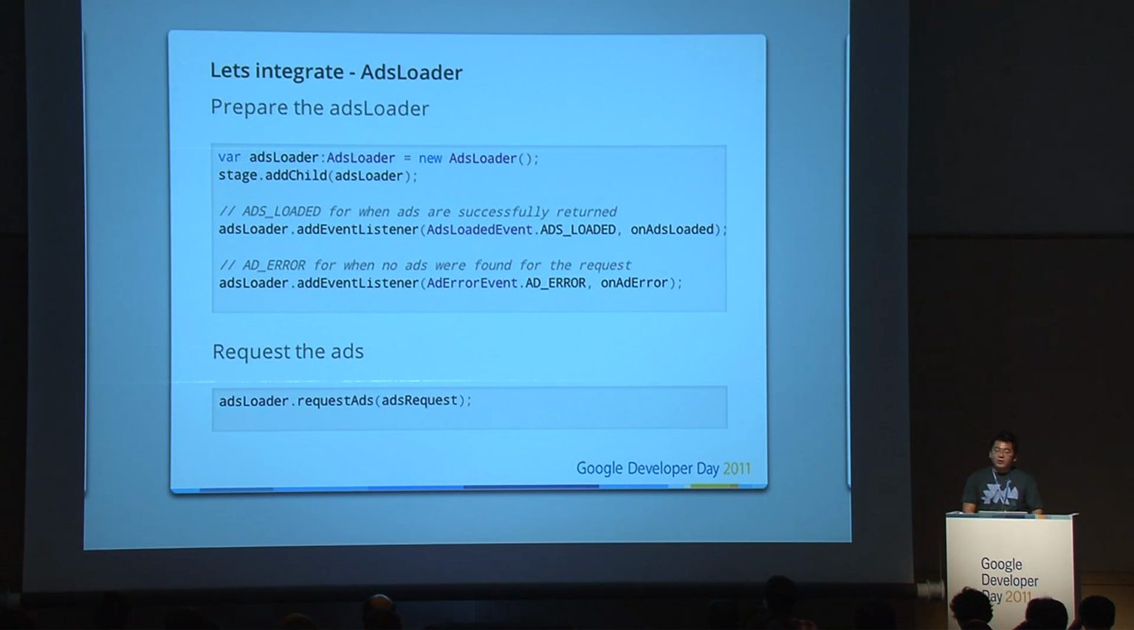Once we've done that, we need to create a new ads loader. So right here, we're instantiating the new ads loader. Then we're adding a few event listeners onto it. So we're adding the ads loaded, which is called when the ads are finished loading, and we have an ad error, so if anything should happen with it. And finally, we request the ads.